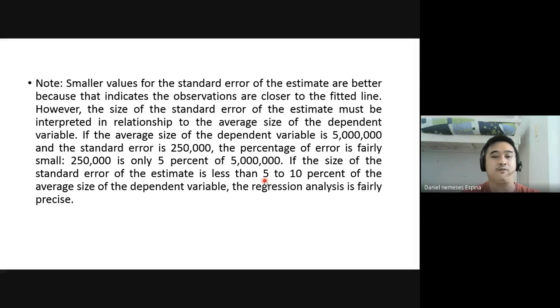So it means that if your standard error is 5%, it means that 95% of the time your regression analysis is correct. If the standard error is 10%, it means that the regression is 90% correct. Okay, 90% correct. Your regression analysis is correct 90% of the time.